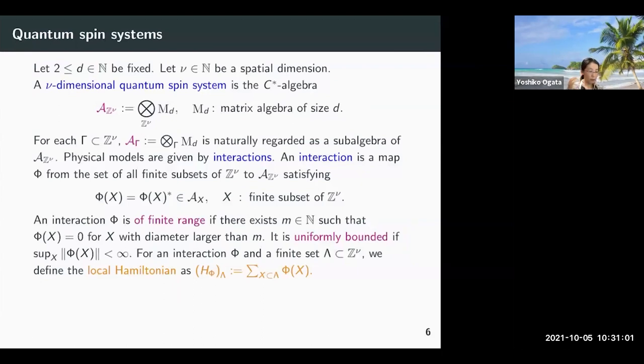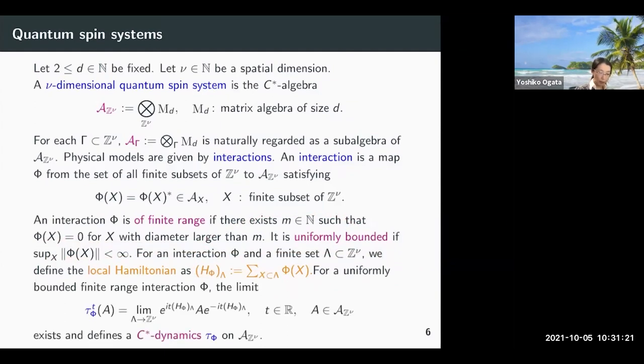From such an interaction with suitable locality, we construct a statistical dynamics. In order to do so, first we define the local Hamiltonian, namely the summation of all the interaction terms inside of each finite set Lambda. And out of that, we define the Heisenberg dynamics and take the thermodynamic limit, namely Lambda goes to infinity. If our interaction is a nice one, like uniformly bounded and finite range, or some other property is satisfied, then this limit exists, and that defines the system dynamics on a d-dimensional quantum spin system, and that is the system dynamics we are interested in.